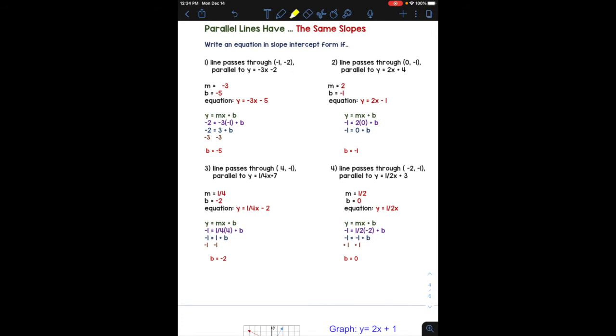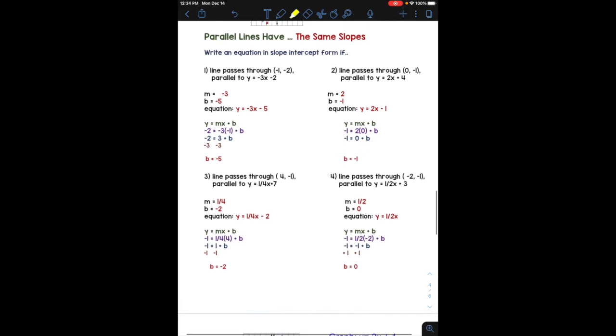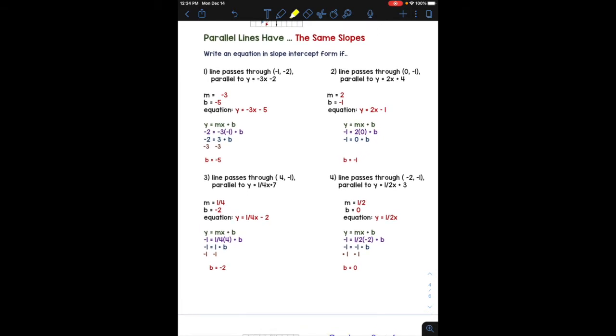Here are your answers for number 2 and 4 on our first page. Remember, parallel lines have the same slopes. So for number 2, if the equation that they give us has a slope of 2, then we're going to have a slope of 2 because our line will be parallel to their line.